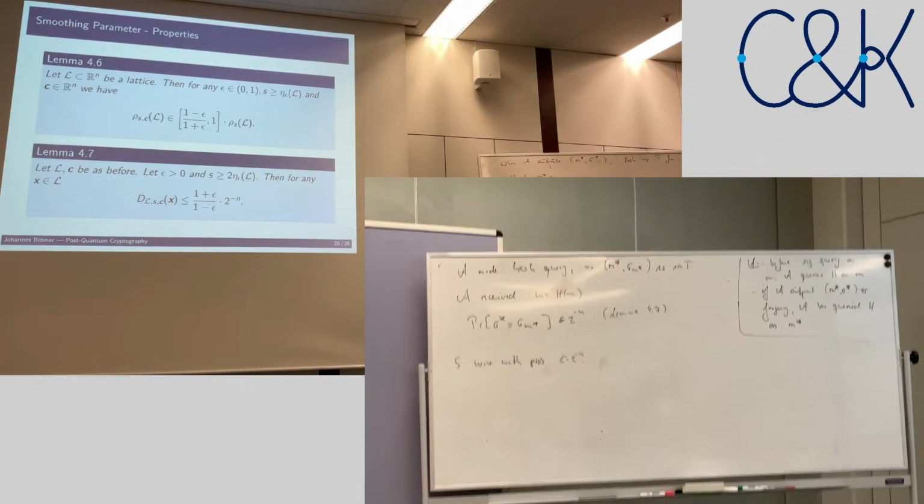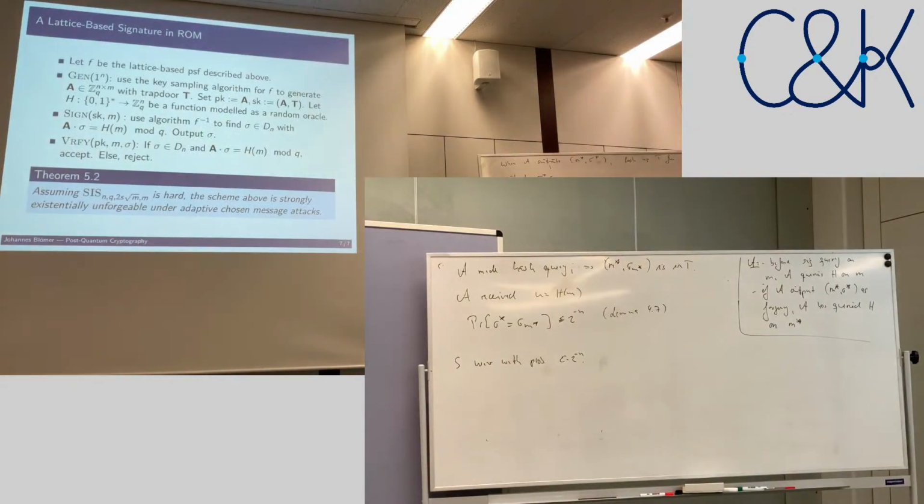So here we need that we have many signatures for every message, but we don't reveal these things, and hence we get this theorem.